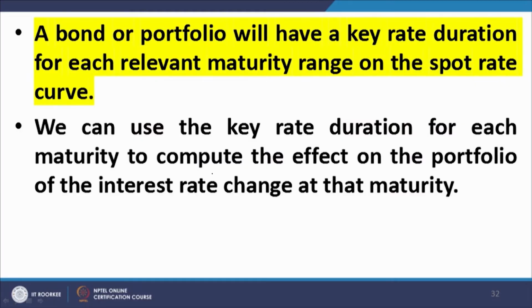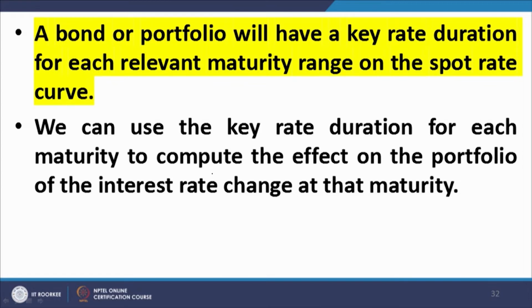So, all the spot rates that relate to the points in time at which the cash flows from the bond emanate would be relevant for discounting, and correspondingly we will have a key rate duration with respect to each of these spot rates. We can use the key rate duration for each maturity to compute the effect on the portfolio of the interest rate changes at that maturity.